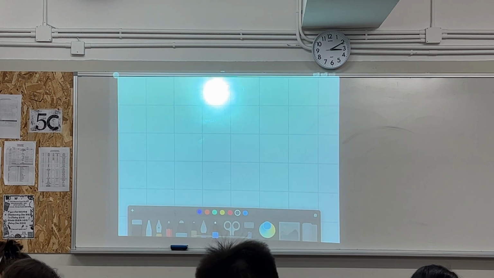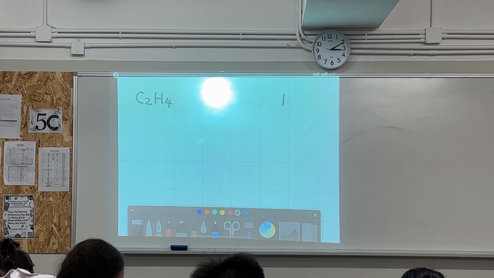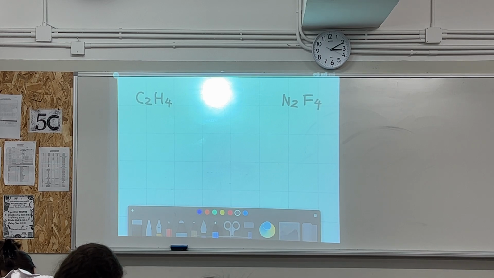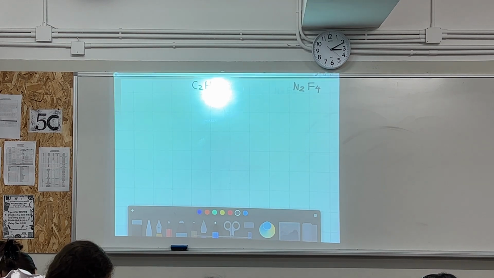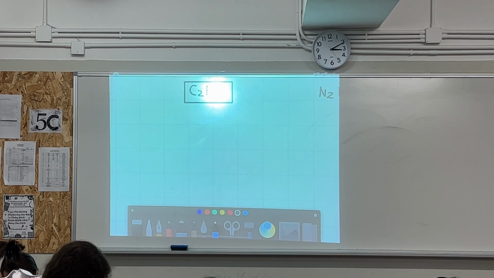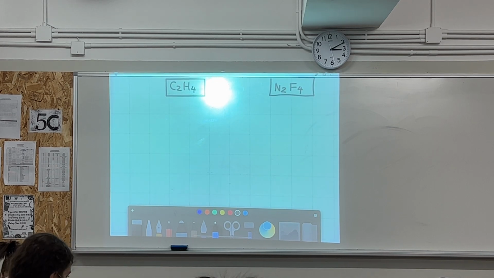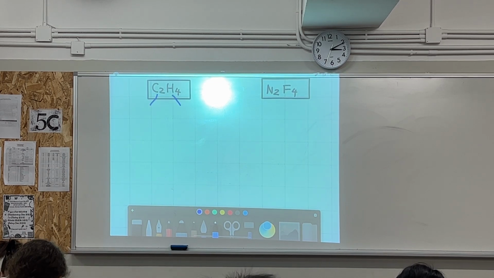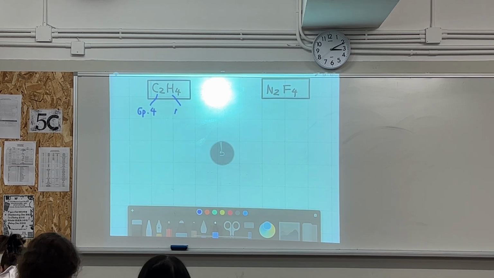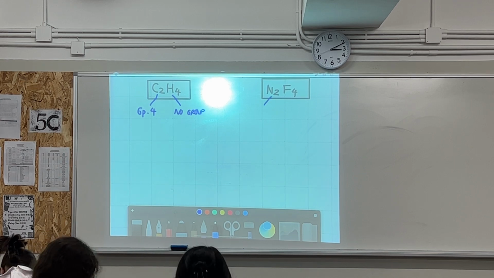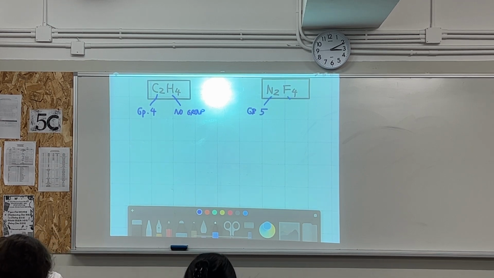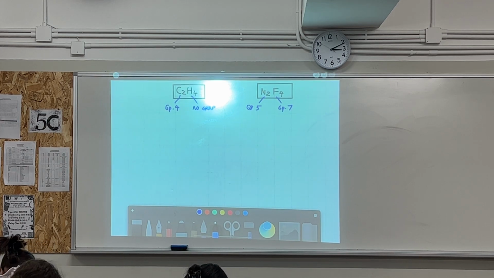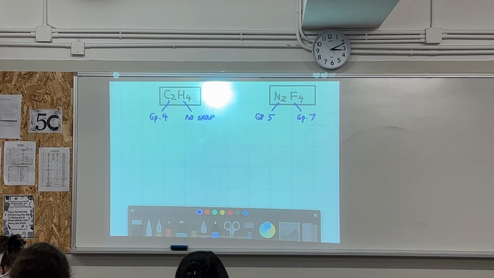We have C2H4 and N2F4. I want you to use the method. I'll show the method on the screen in case you haven't copied that. Copy these 2 formulas first: N2F4 and C2H4. I will tell you the group number. This is group 4. In the exam, you are the one who looks it up. Nobody would give that to you. So this is no group. This is no group. So this one belongs to group 5. This belongs to group 7. So copy the group number, copy the formula, and then I will show you the rules.